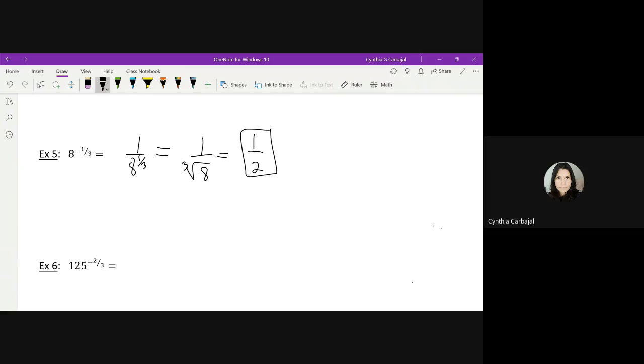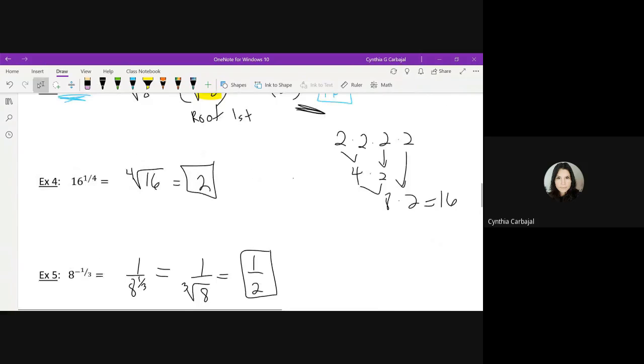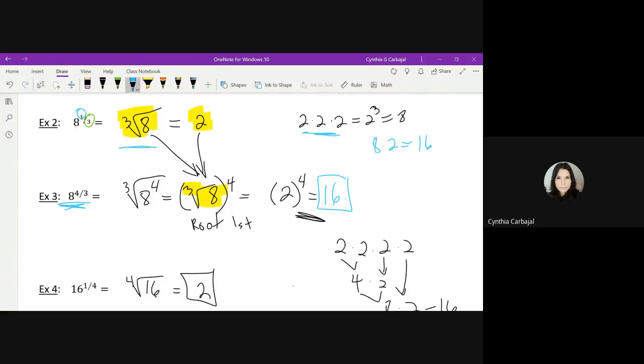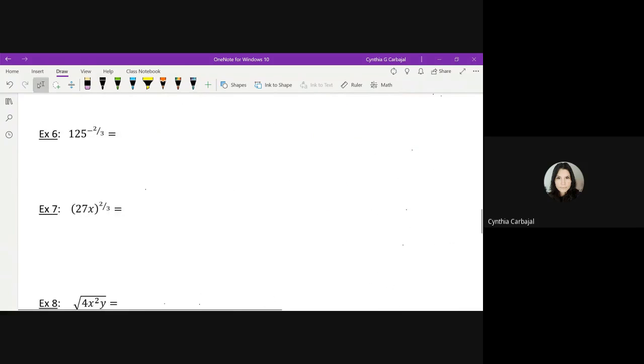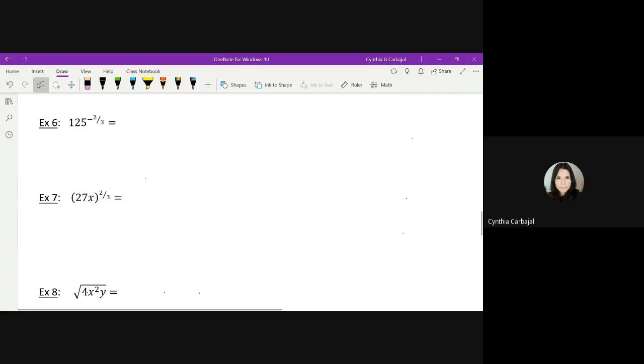Okay, and if you're not sure, we go back to example 2. Now again, we saw that the cube root of 8 equals 2 because of this over here. Not this bottom part, it's this top part here. Okay, so we already went over that. And that's why it's 1/2. All right, now let's do the next one.